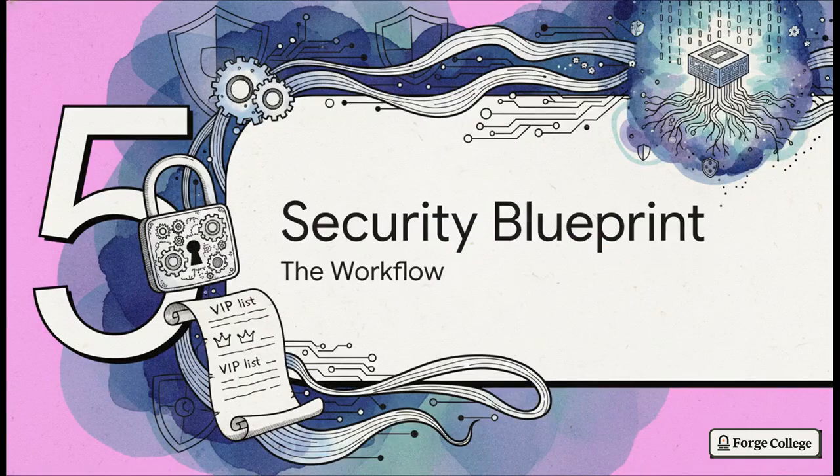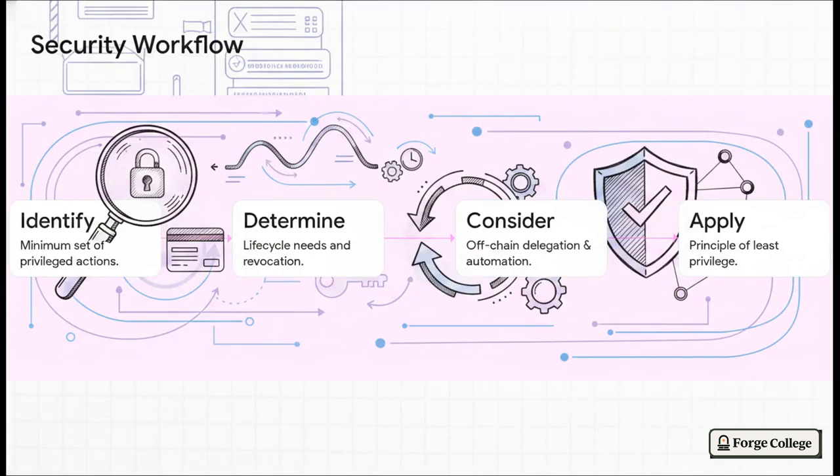Section 5. Choosing your security blueprint, the workflow. So now that we've seen the primitives, how do we actually decide which lock to draft into our code? Well, we use a really straightforward 4-step workflow, something we emphasize heavily in our advanced courses across the Forge College community. Step 1. Identify your minimum set of privileged actions, like what actually needs protecting.